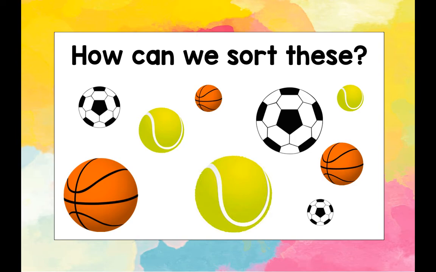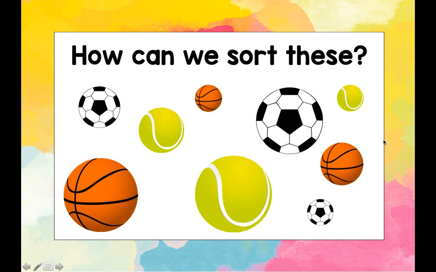Oh boy, how can we sort these? What are these? They're all different kinds of balls, right? I see a soccer ball, I see a basketball, I see a tennis ball, and we have to sort them all. But how? Are they all different shapes? No, they're all circles, right? All the balls are circles. Are they all different colors? Yeah, but the basketballs are all orange, right? And the tennis balls are all green, and the soccer balls are all black and white.